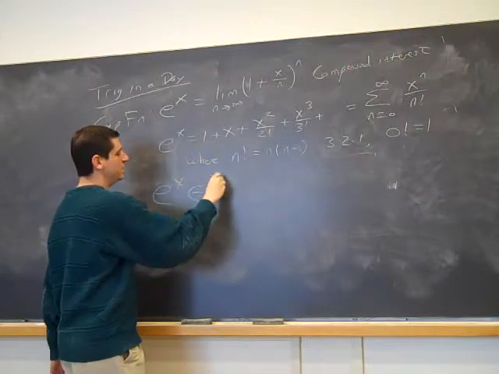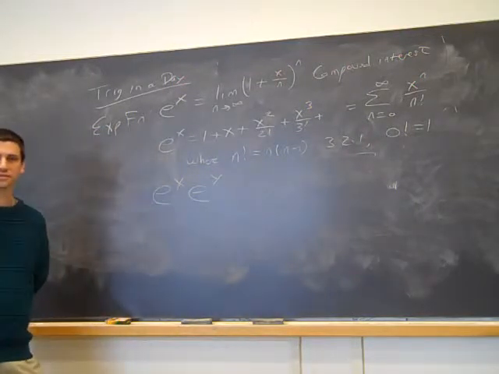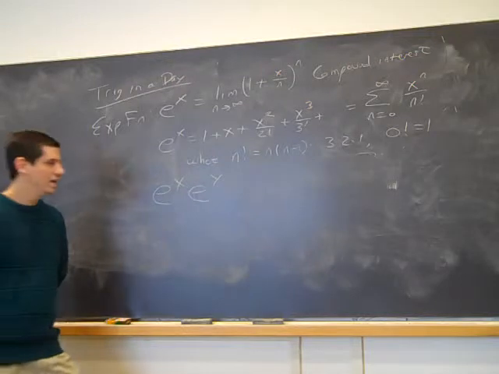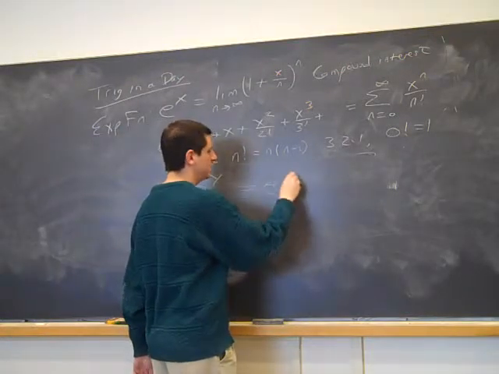So what do you think e to the x times e to the y would be? You would think it's e to the x plus y.